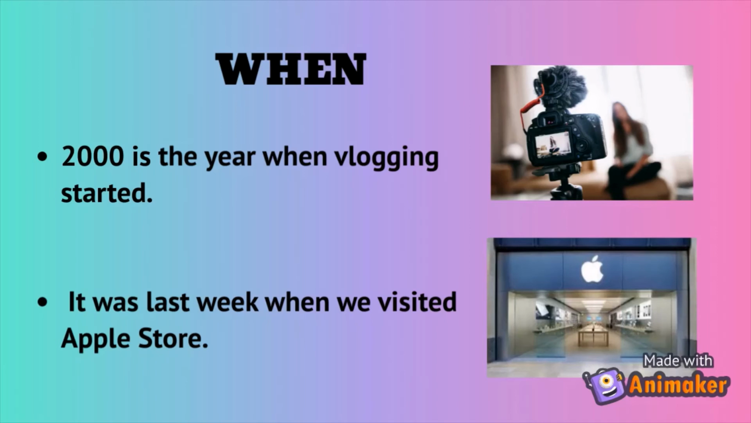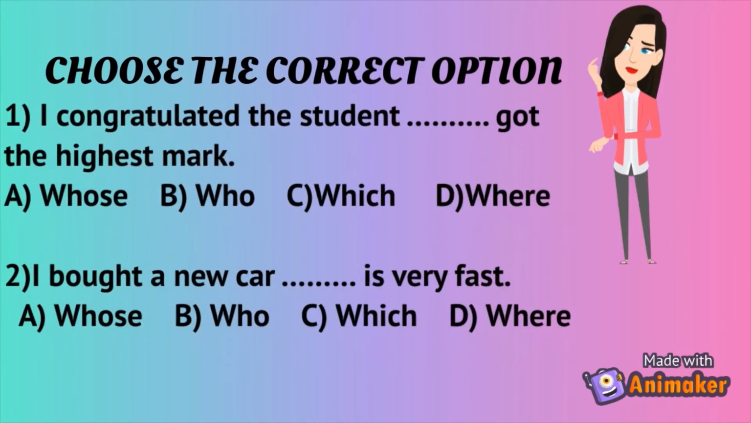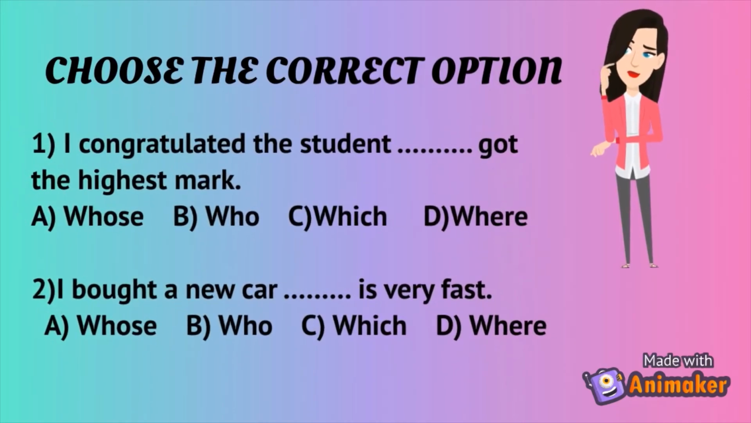It was last week when we visited the Apple Store. There is a hidden then at the end of the second sentence. We omit it and put when. The relative pronoun when defines last week. Now, let's do some exercises to learn the topic permanently. Here is our instruction. Choose the correct option.